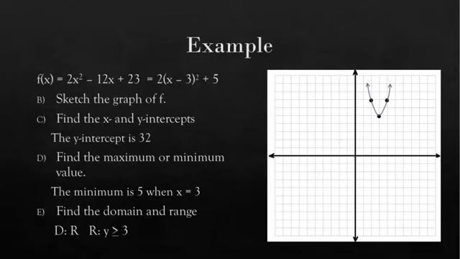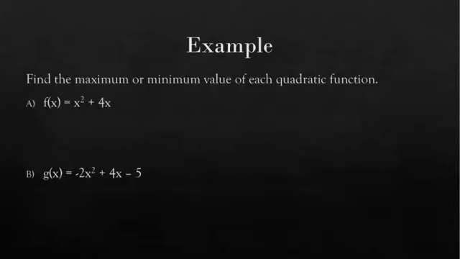Let's look at another example where they're asking us to find the maximum or minimum of a parabola. Okay, in this example, they're giving us these 2 different equations, and they want the maximum or minimum of each one. Now, it's important to note whether it's an upward parabola or a downward parabola. This one's upward, so I'm going to have a minimum.